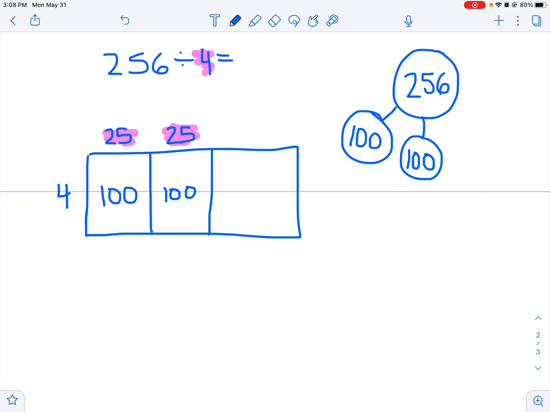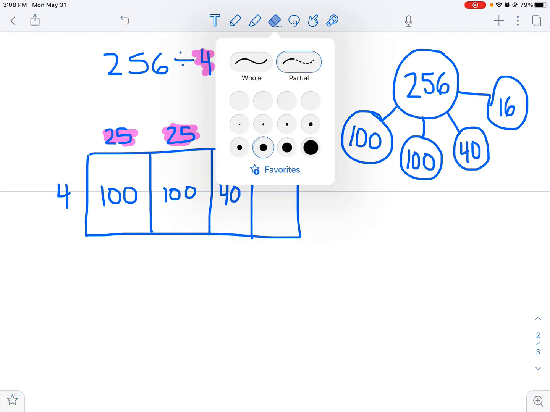I have 56 left. Now, a lot of you would write 50, but 50 is not evenly divisible by 4. I want you to think of numbers that you know are divisible by 4. I would automatically go to 40. I know 40 is nice and divisible by 4, so I'm going to make that another chunk. And I know 40 divided by 4 is 10, so I'm sticking that at the top. Now I've taken care of 240. I have 16 left. And since I know my 4 facts, I know that 16 is also divisible by 4.